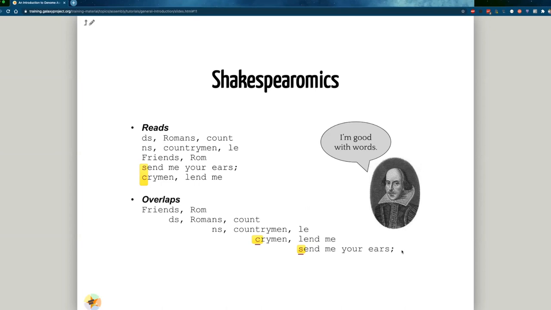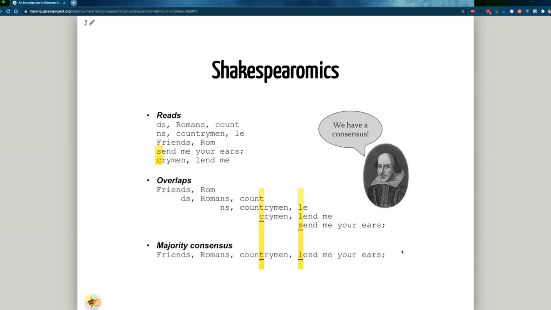And then the next step is to find what we call a consensus. So that is, we look at the evidence of the reads and we try and figure out what the original sequence or sentence might have been. And so for this first position, we have an F, and that's the only evidence we have. So maybe our majority consensus is an F, and so on for the R and the I and the N. But here we have D. This is a bit stronger. We have two of our reads that suggest that there's a D in this position in our original sequence.